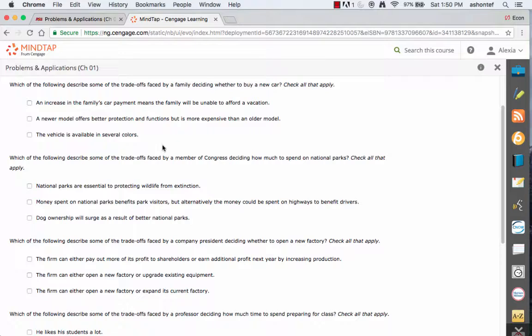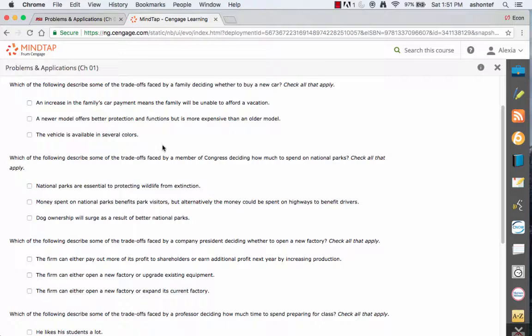Okay, we'll move on. I'll go a little quicker. Which of the following describes some of the trade-offs faced by a member of Congress deciding how much to spend on national parks? Again, you're going to do the same thing and check all that apply. As you're looking at these 3 choices, you want to do exactly what we just did in the previous question. You've got to do a couple things on all of these questions. One, you want to think about the point of view the question is asking you from. So this is a member of Congress's point of view.